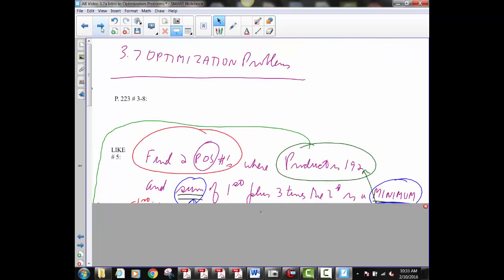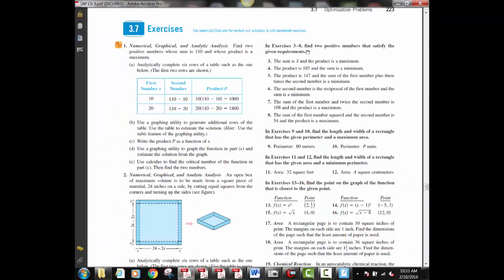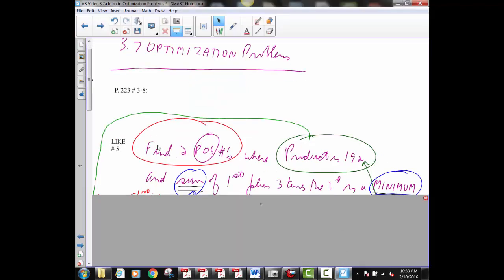Okay, so these are questions like numbers 3 through 8. It says, find two positive numbers, and I would circle that, that satisfy the given requirements. So we're going to do something that's like number 5.